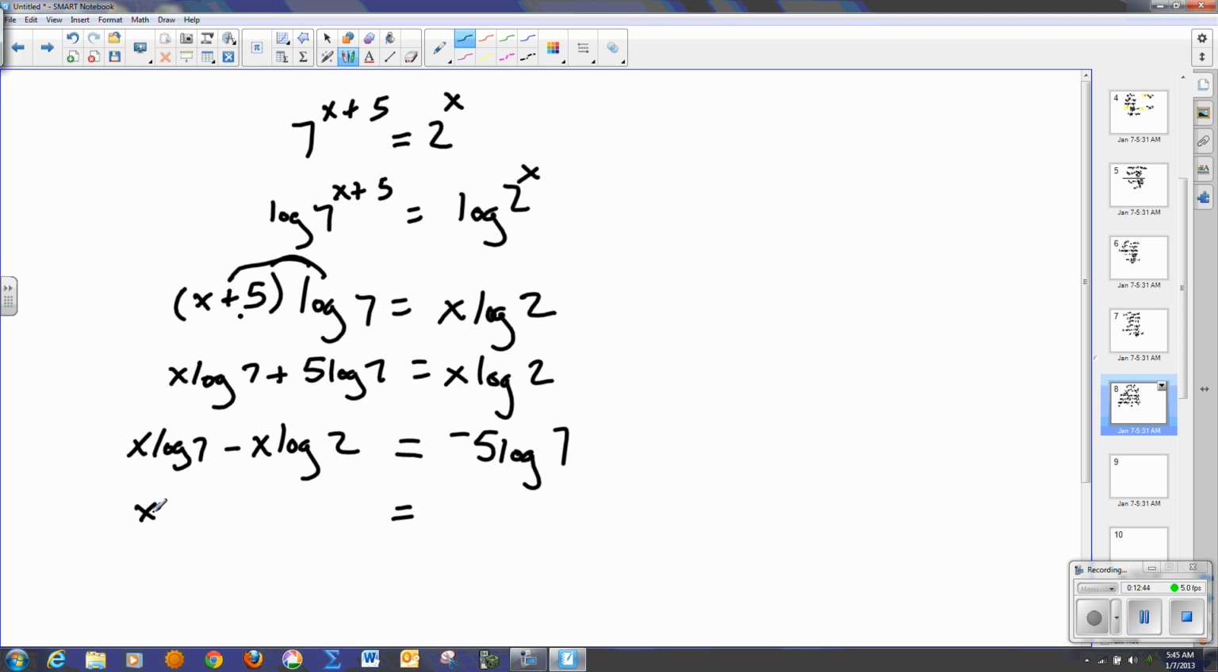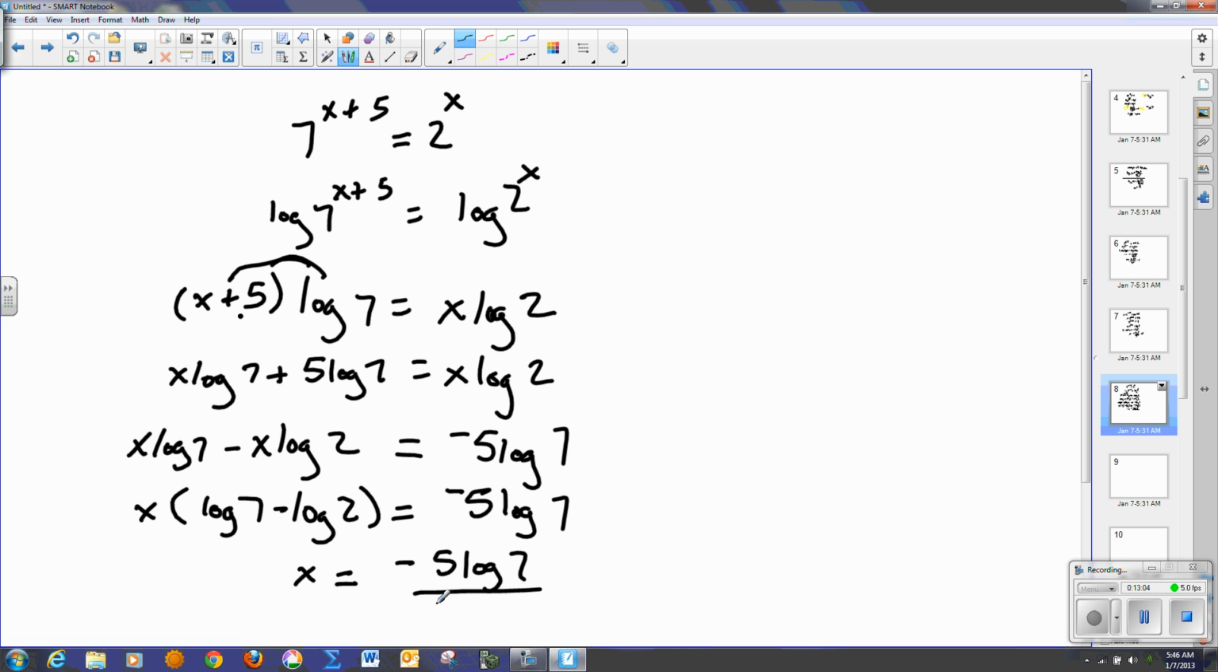Factor out an x over here. Get log 7 minus log 2. That's equal to negative 5 log 7. And then I just divide. So x equals negative 5 log 7 over log 7 minus log 2.